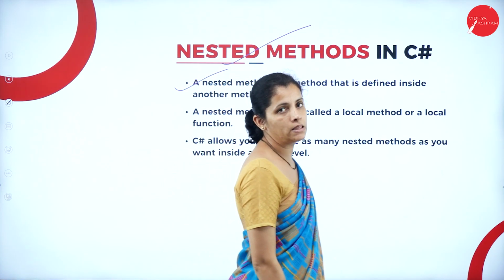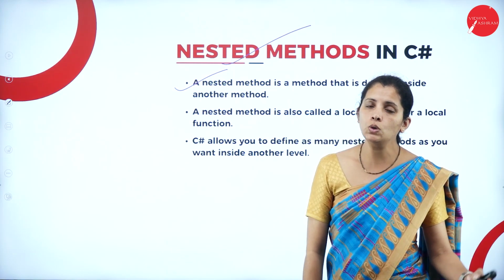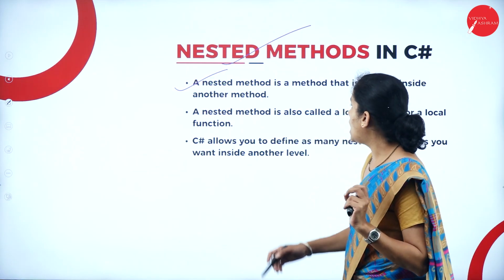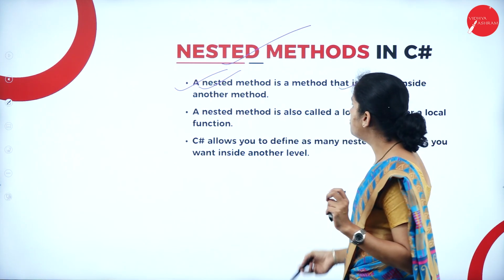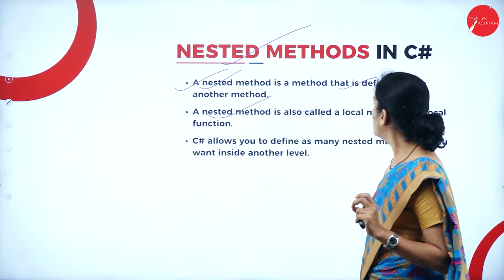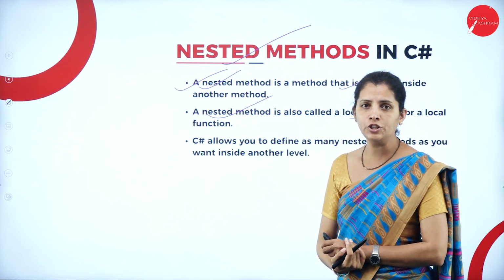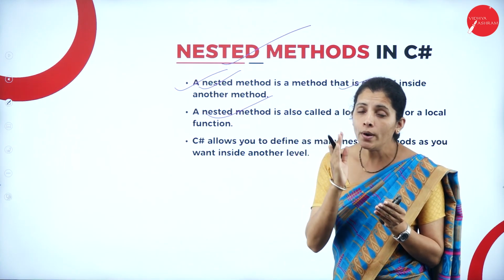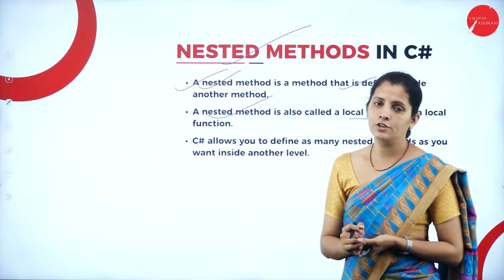So, what is a nested method? It is nothing but a method. In the sense, it includes a group of statements and it is used to perform some specific task. So, a nested method is a method that is defined inside another method. A nested method is also called a local method or local function. So, dear student, nested methods are always called by the name local method or local function.